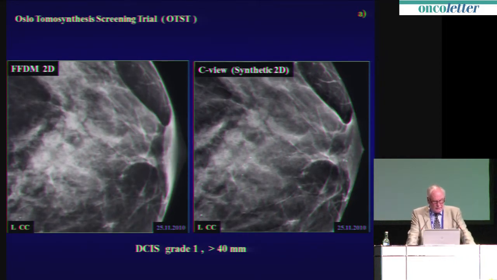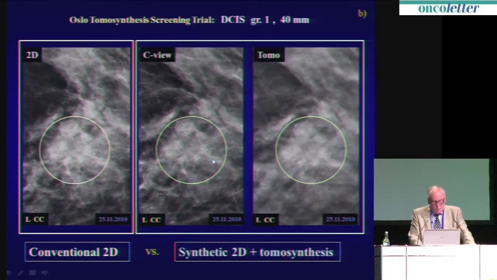I show you one case. It was a DCIS. In this case, you see a mass. What do you have on the conventional 2D? That is what we have here to the left. And this is approximately the same radiation dose. Using tomo, you have a synthetic 2D image, and you have the tomo.